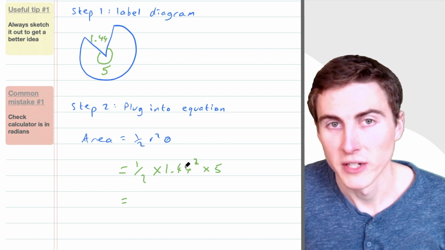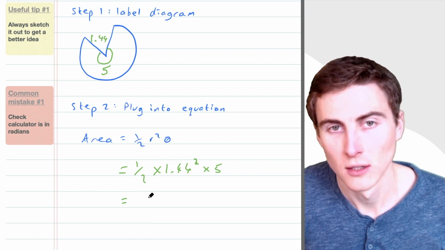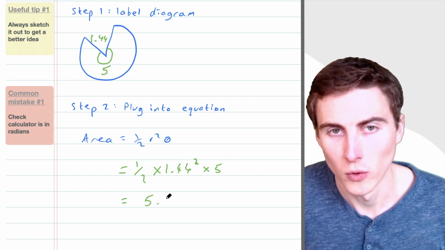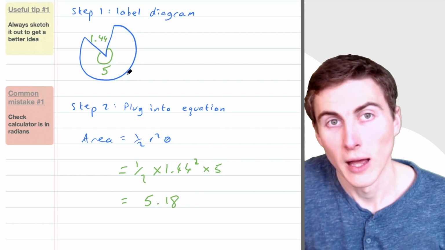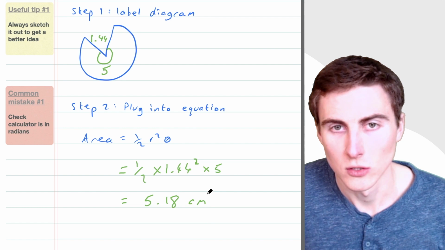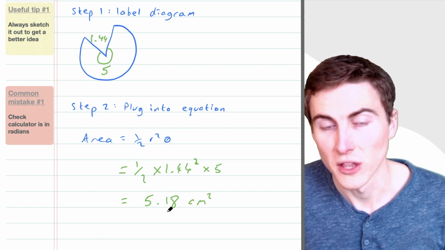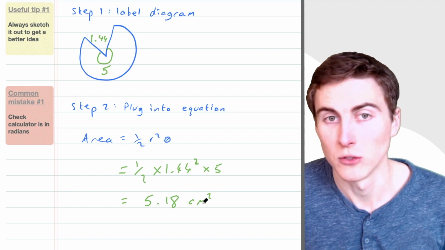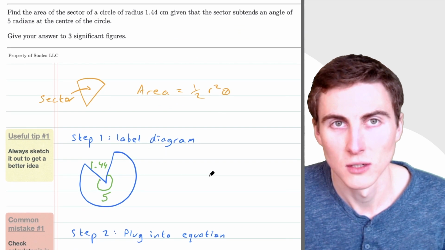So 1/2 times the radius squared times the angle. And if we pop all that into the calculator, then we'll get 5.18 as our final answer. Because our radius was in centimeters, this would be in centimeters squared. So we've got our units, we've got to 3 significant figures, so we'll check those 2 things, and that's it. We're done. That's the question.